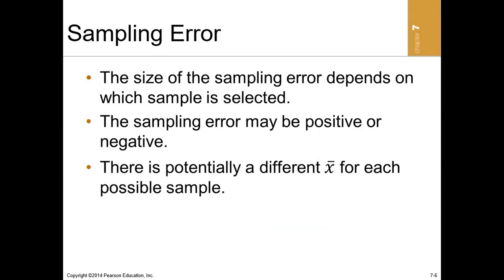Now, the sampling error, or the difference between the mean of the sample and the mean of the population, depends on which sample is selected. Different samples may give different sample means, and different sampling error figures. If I choose random samples from a population, somebody else's random sample mean will be different from my random sample mean. So the size of the sampling error depends on which sample is selected. The sampling error may be positive or negative.